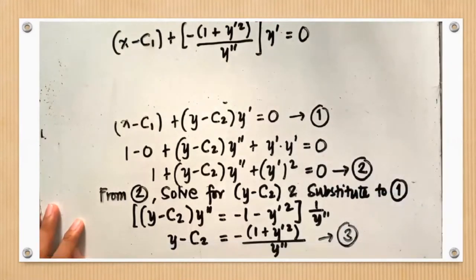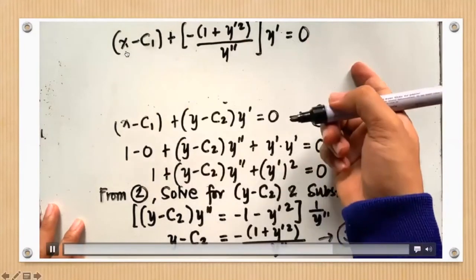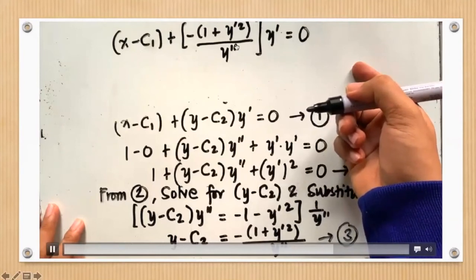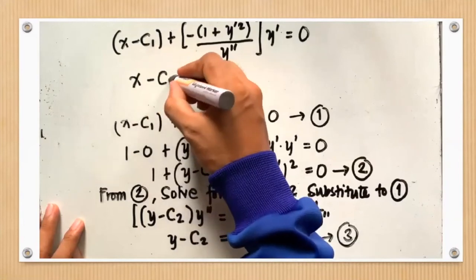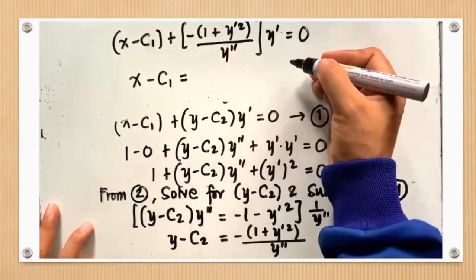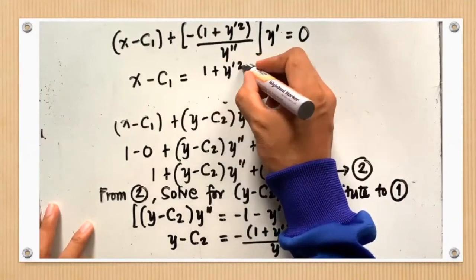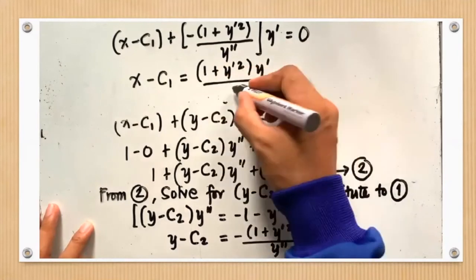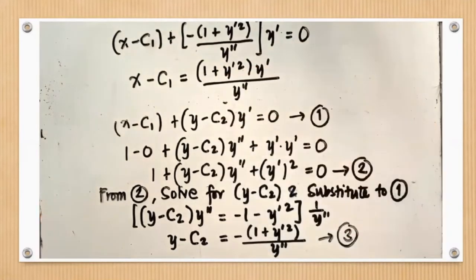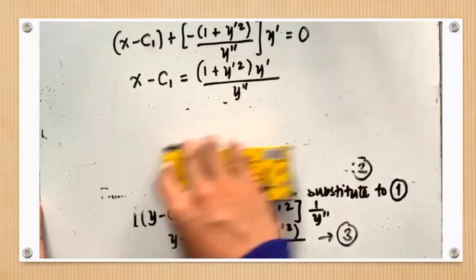Now, what we will do is, we will solve for x minus c sub 1. So we transpose this term dun sa right-hand side. So we have x minus c sub 1 equals, magiging positive na yan, di ba? So 1 plus y prime squared times y prime all over y double prime. So this will serve as our equation number 4, yung value ni x minus c sub 1.